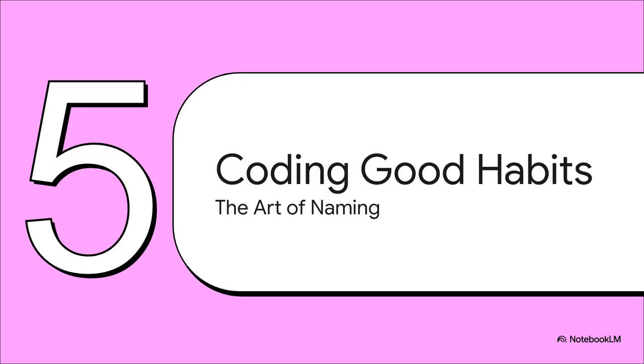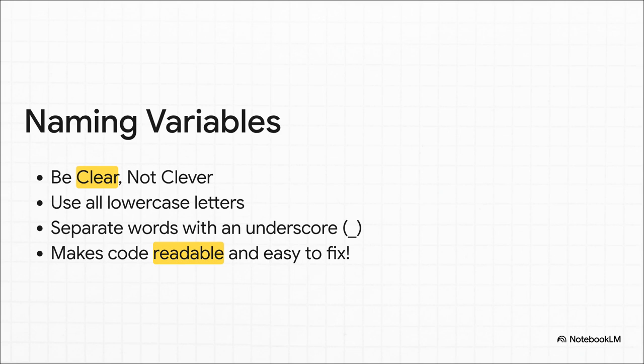Fantastic. Before we wrap things up, let's cover one last crucial topic: building good habits right from the start. Trust me, this simple pro tip is going to save you countless headaches on your coding journey. It's all about the art of naming your variables. The number one rule is to be clear, not clever. By following a few simple best practices, like using all lowercase and separating words with an underscore, you make your code incredibly easy for your future self and for others to read and understand.